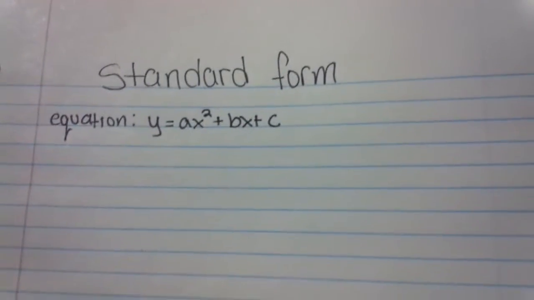This time I'm going to be doing a video about standard form. So basically, standard form is similar to factored form, and I'll explain why. The equation for the standard form is y equals ax squared plus bx plus c. So that's the equation for standard form.